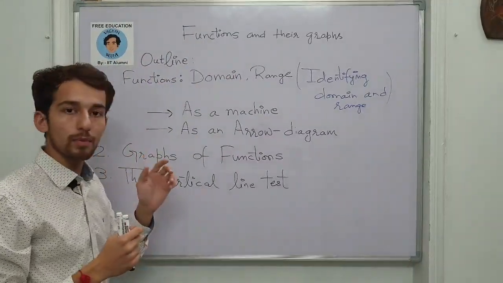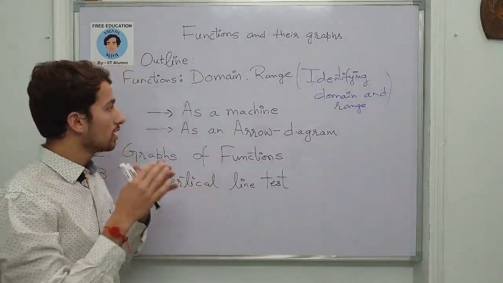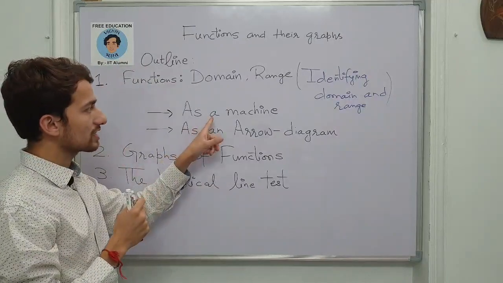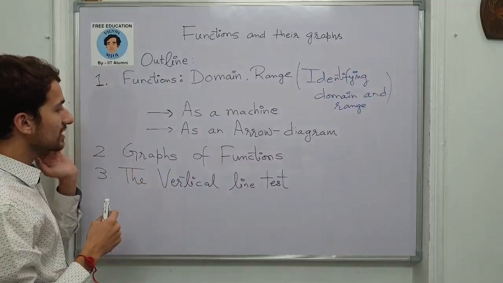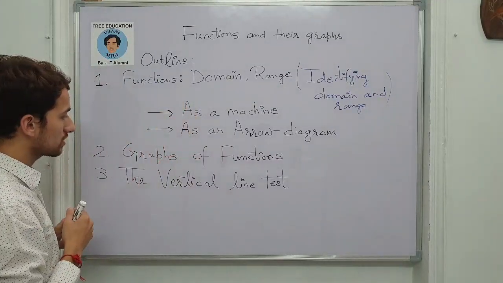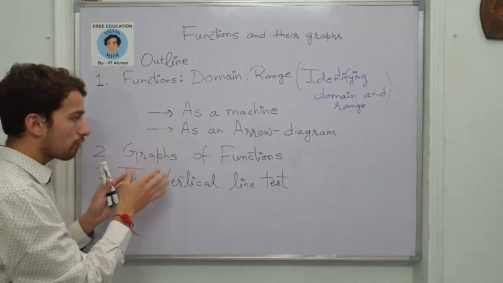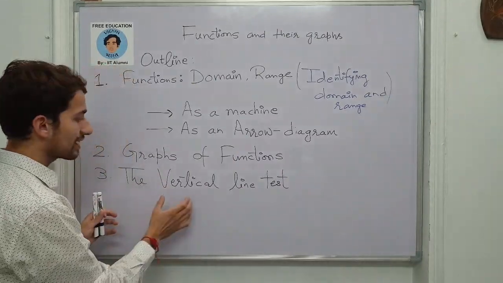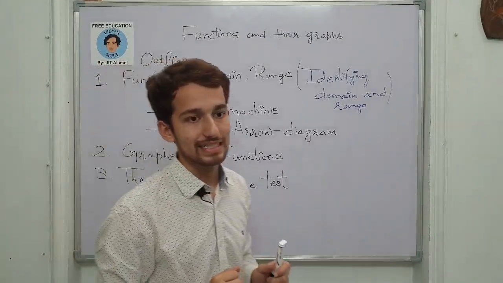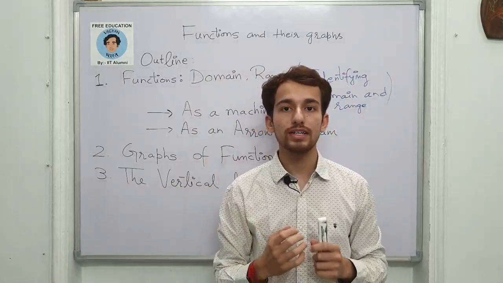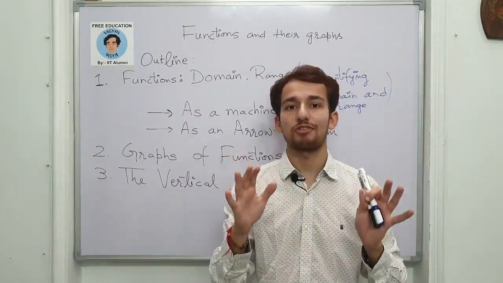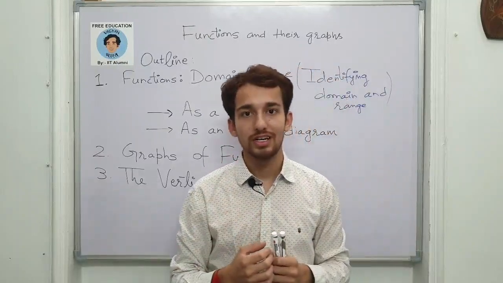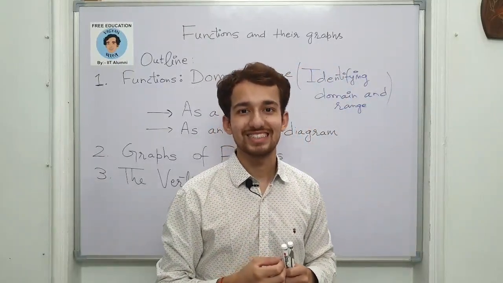There are two approaches to understanding what a function is: as a machine and as an arrow diagram. After covering these observations, we'll move forward with the graphs of functions, and finally the vertical line test. The third point is a very important tool which we're going to use to test whether the given graph which we sketch is a function or not. So let's start today's lecture.